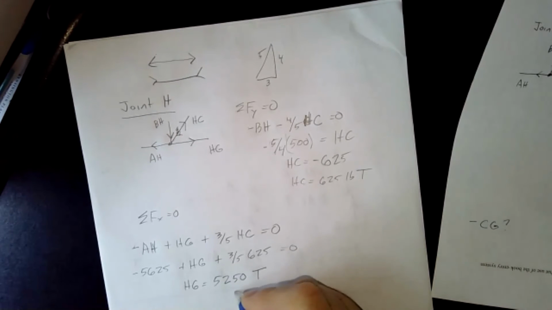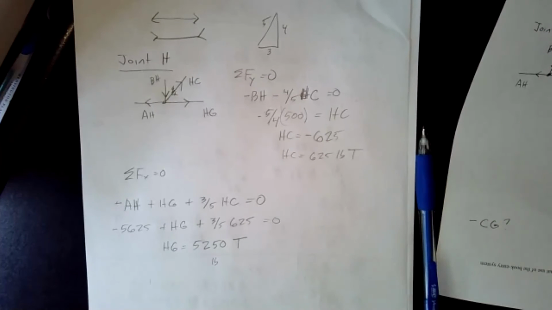So it ends up that HG is 5250 in tension, a close cousin to 5150. So HG is 5250 pounds, and there we have it. All right. Any questions on that? We're almost out of time, but does that make sense? I'll take from your profound silence that it does.